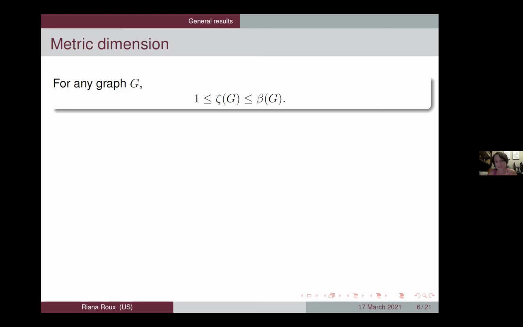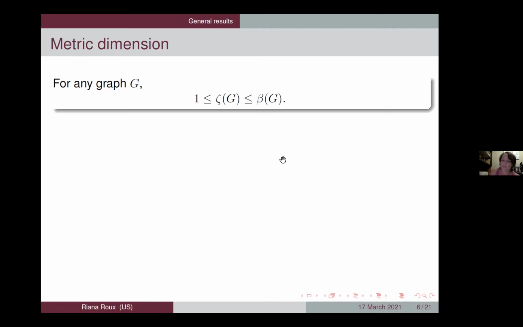There's obviously a very natural lower bound to the localization number of 1. I want to add here, so let's see if I can find my pen. That the upper bound for the metric dimension is n-1. Okay, so in general, the localization number is bounded between 1 and n-1.